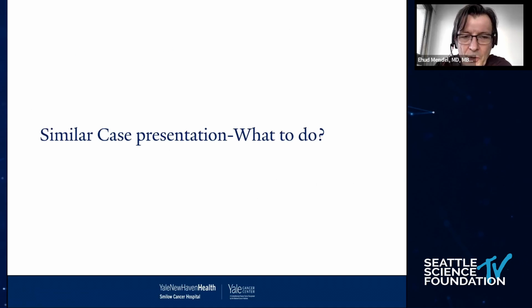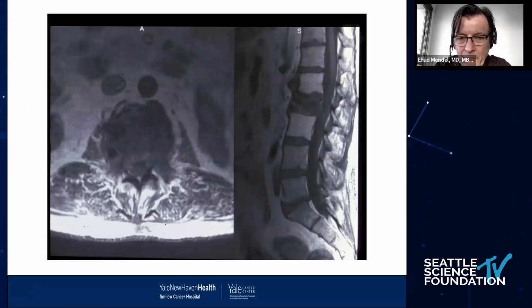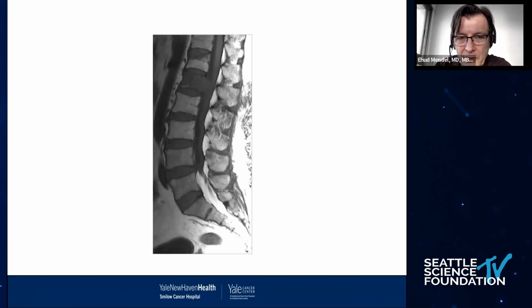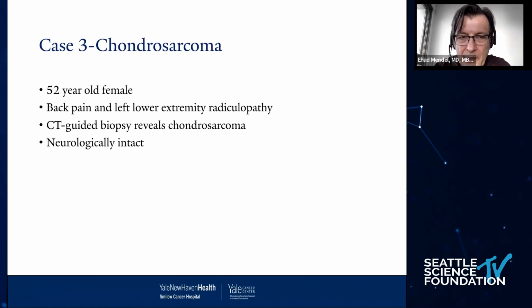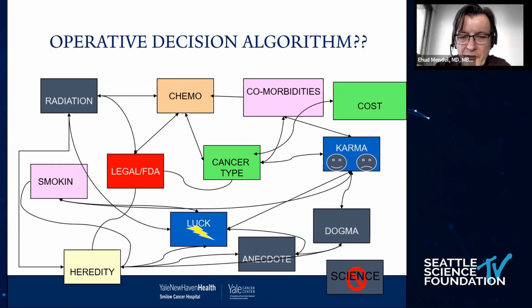So I'm showing you these cases because ultimately we are faced with a multitude of cases where similar presentations come from different tumor biology. Here is a multiple myeloma patient with pathologic L1 fracture, just pain. Here is a patient with metastatic renal cell carcinoma. L1 is mildly broken, just pain. Here is a patient with chondrosarcoma, just pain with an L3. All of these looked similar. It's just that the tumor biology is very different.